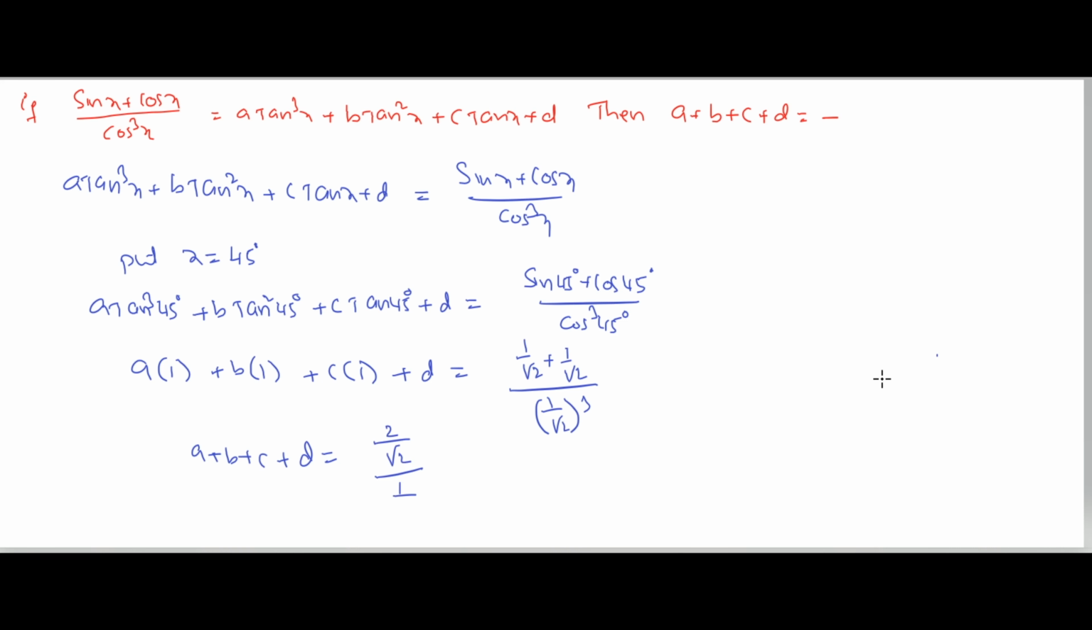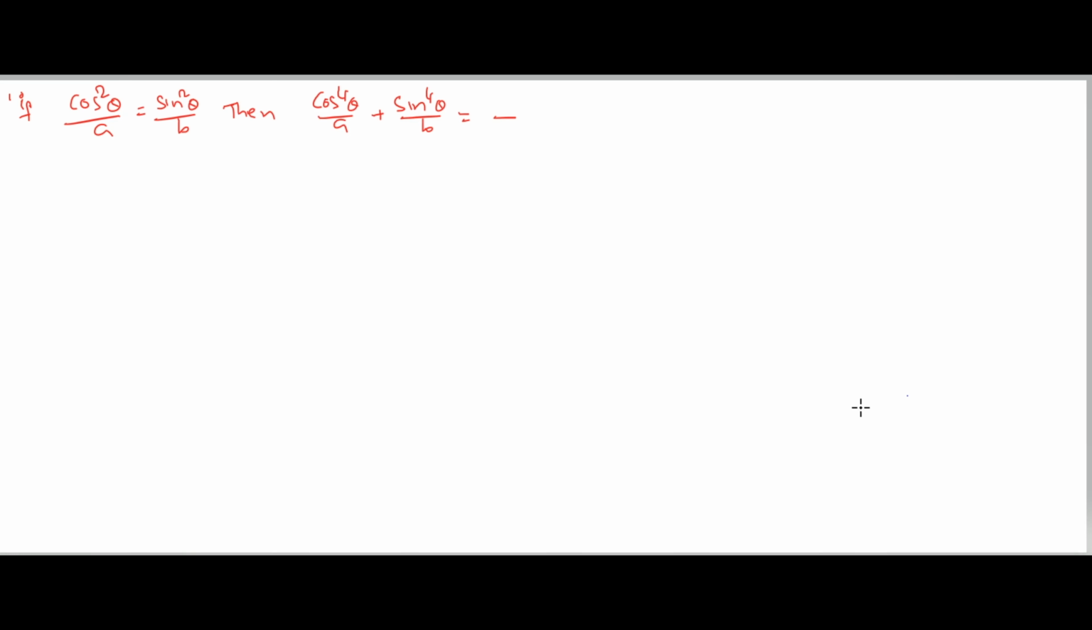by (1 by root 2) whole cube, which is 1 by 2 root 2. That is equal to 2 by root 2 into 2 root 2 by 1. Root 2 cancelled, that is equal to 2 into 2, which is 4. That is the answer.